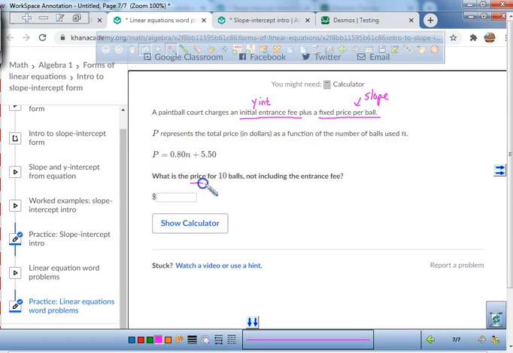What is the price for 10 balls, not including the entrance fee? You see this 5.5? That's called the fee, the entrance fee. What's the slope? How much do you charge per ball? 80 cents per ball. So if we have 80 cents per ball, how much are we charging for 10? We just multiply it by 10. What's 10 times 0.8? That's 8. $8 for 10 balls. It says, what's the price for not one ball, but for 10 balls?